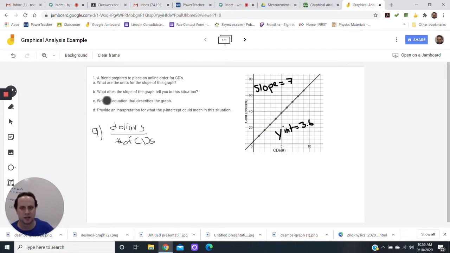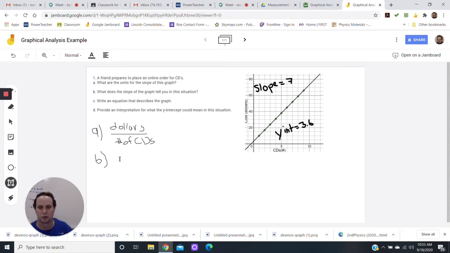All right, what does the slope tell you about the graph in this situation? I'm going to actually type this one. That will be easier. Let me get a text box over here. So what does the slope tell you in this situation? It tells you, this is where we put our for every statement. So for every CD ordered, I guess I'll say.